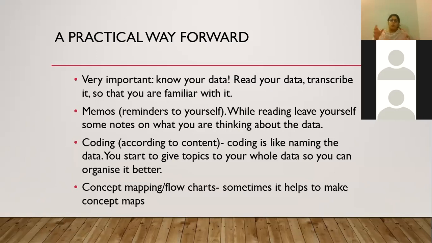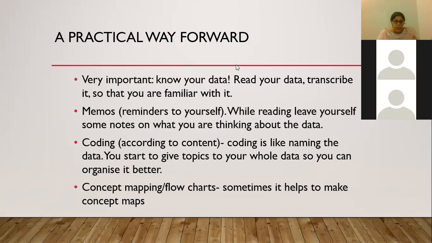What happens when you code? You code one transcript, then you code the other, and then you look at those codes together. So if you have this code of family background, how many people have talked about family background? Under that code, you write all the quotations of all your participants, and that helps you see your data in a more organized manner.